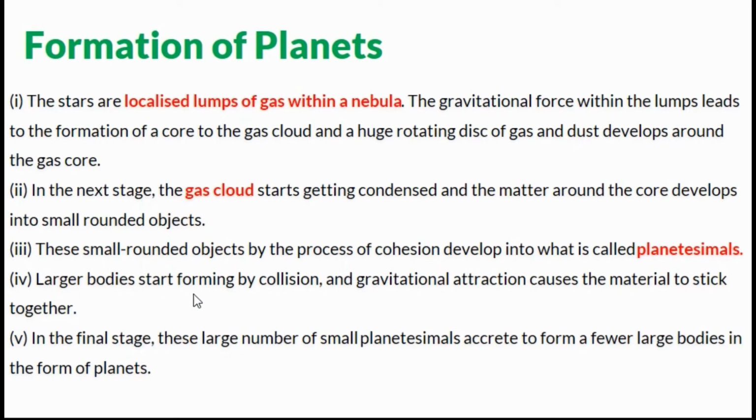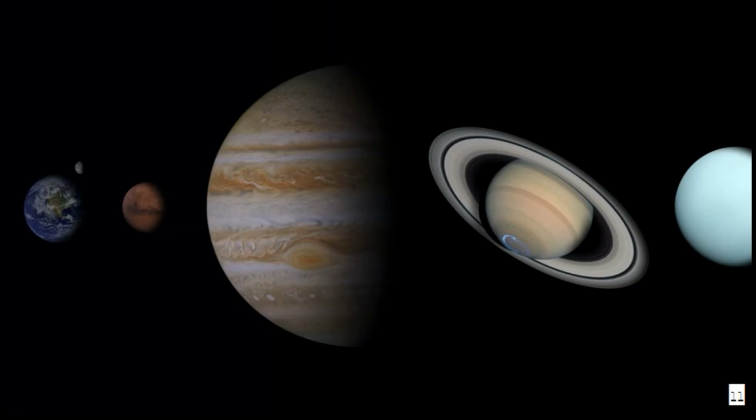So, larger bodies start forming by collision, and gravitational attraction causes the material to stick together. In the final stage, these large number of small planetesimals accrete to form fewer larger bodies in the form of planets. This is how our solar system and the planets look like. All the planets are not there in the picture, but you can just get an idea of it.